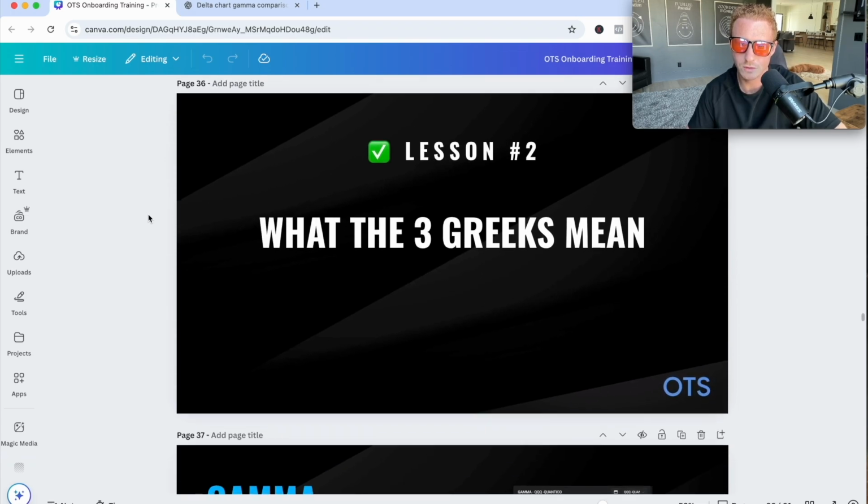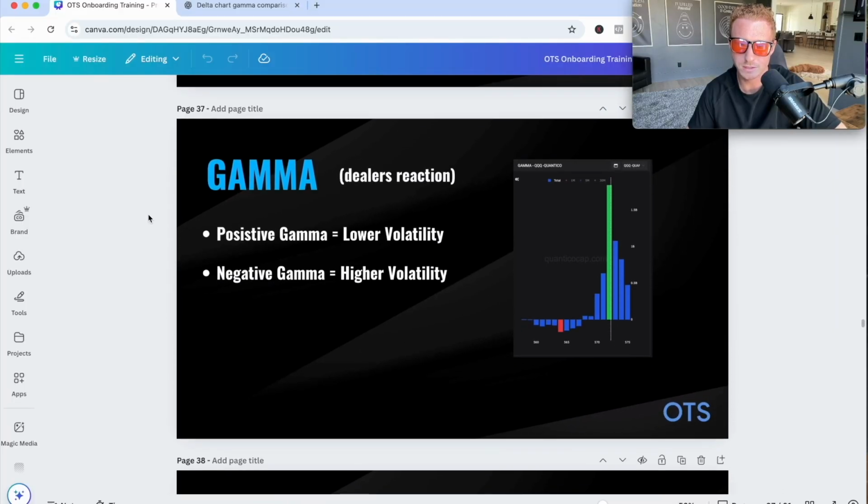Now, what do the three Greeks mean? Well, the first one is gamma, right? And this is dealer's reaction. This is how much they have to react to these certain price levels. So essentially there's going to be two different things going on in the market. We're either going to be positive gamma, and that typically means we're going to have a little bit lower volatility, or there's going to be negative gamma in the market, and there's going to be a lot higher volatility. The dealers want us to stay positive gamma because they're going to make more money that way, and their job's going to be easier. When we go negative, that's kind of when the market starts to flip and we get higher volatility.